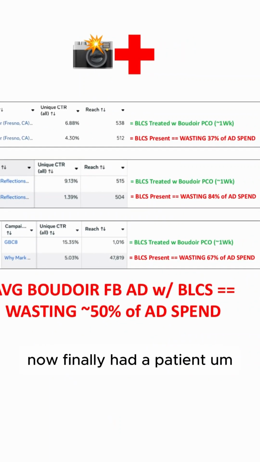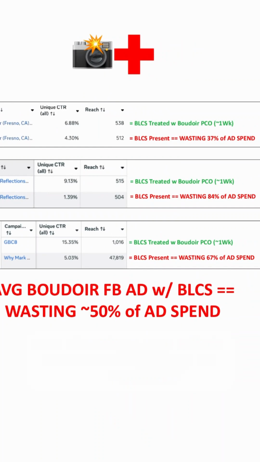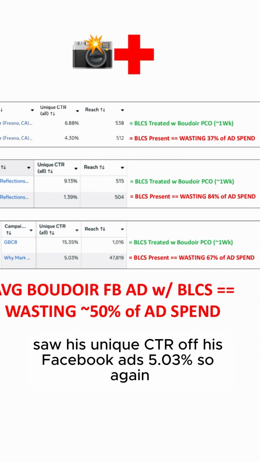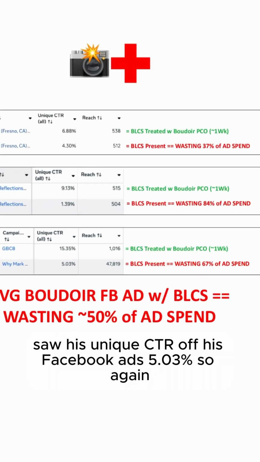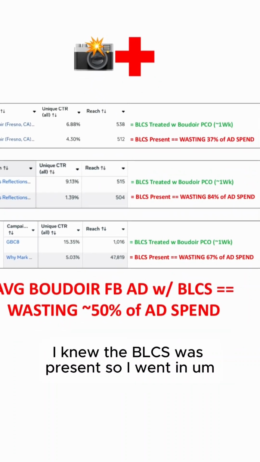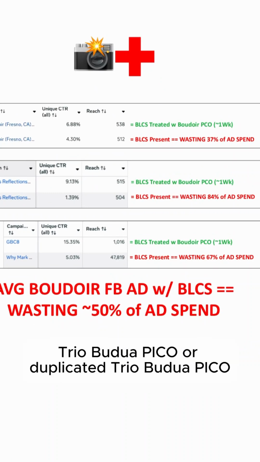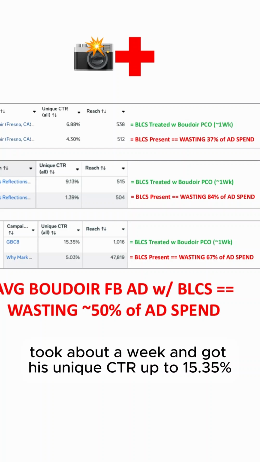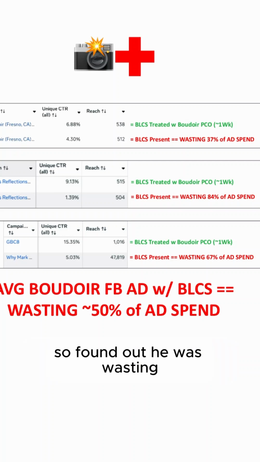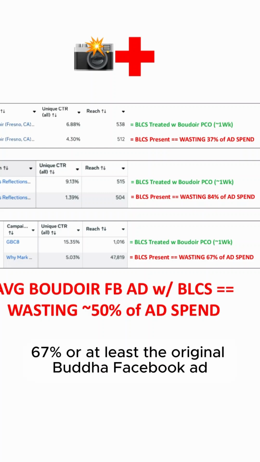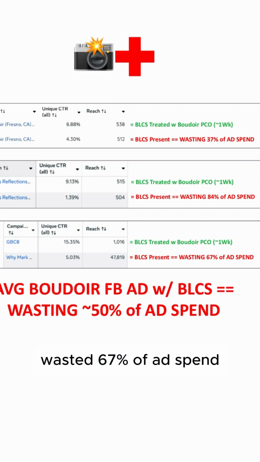Now, I finally had a patient whose unique CTR of his Facebook ad was 5.03%. So again, I knew the BLCS was present. So I went in, duplicated, tried Boudoir Pico, took about a week, and got his unique CTR up to 15.35%. So I found out he was wasting 67%, or at least the original Boudoir Facebook ad was wasting 67% of ad spend.